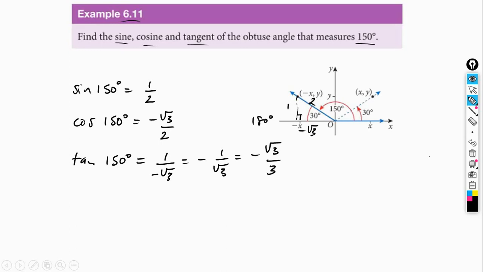Now, we already knew these ratios, at least the ones for sine and cosine, from the unit circle. So that's something else we can use in this case, because we know the x and y coordinates for 150 degrees from the unit circle.